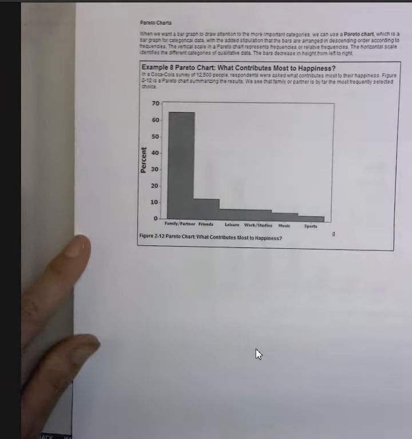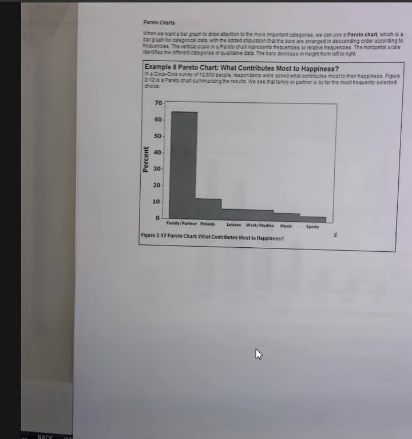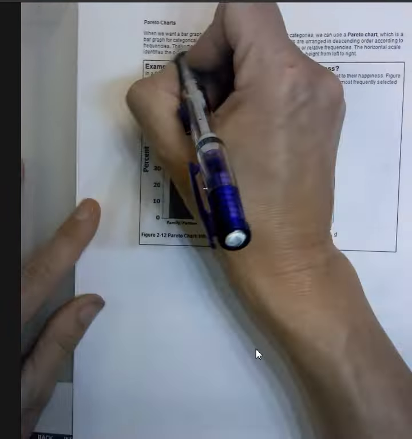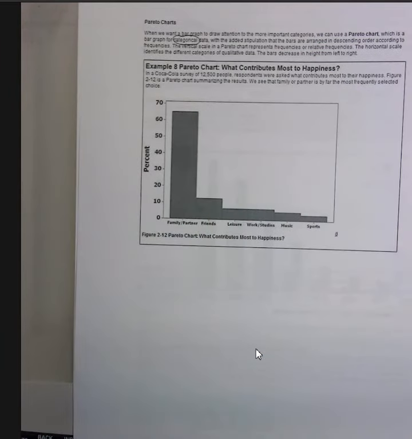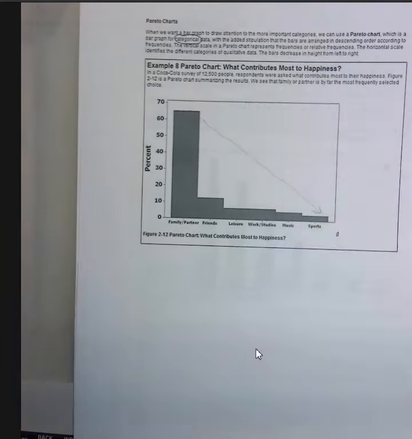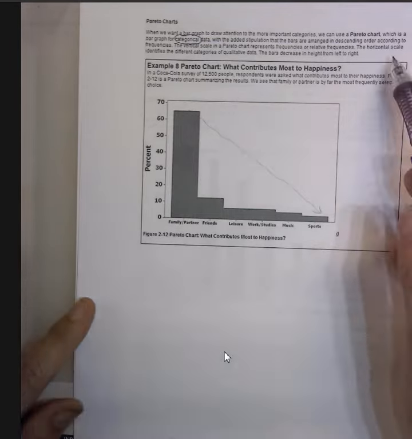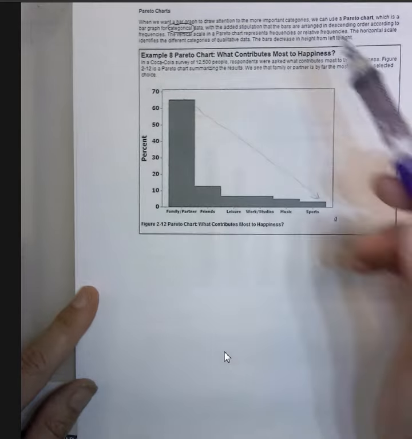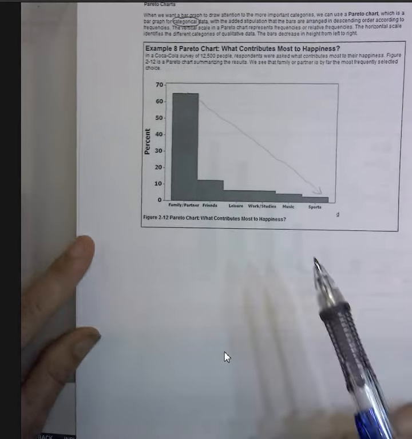Pareto charts. When we want a bar graph to draw attention to the more important categories, we can use a Pareto chart, which is a bar graph for, again, categorical data. So not numerical data, with the added stipulation that the bars are arranged in descending order according to frequencies. So it always goes from highest to lowest, always, Pareto chart. The horizontal scale, as before, identifies the different categories of qualitative or categorical data. The bars decrease in height from left to right.